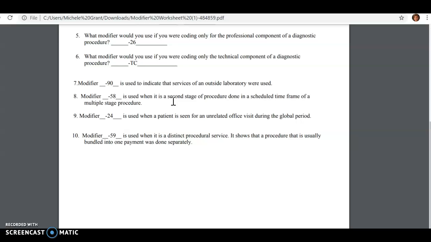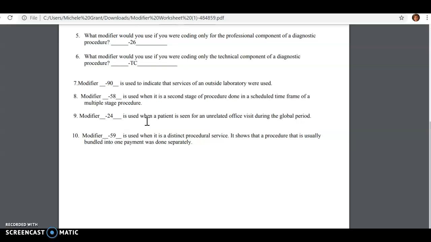And then 24 is unrelated office visit during the global period. And if you read 24, it says right in there post-operative. It's going to be during the global. It's unrelated. And keep in mind another thing that I really want you to pay attention to. 24 and 25 modifiers have to go on an E&M code. You never put those on a surgery code. Your other codes here, 76, 77, 78, those go on a surgical procedure, not an E&M.